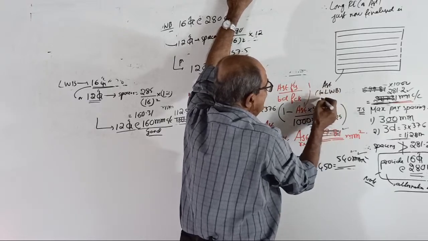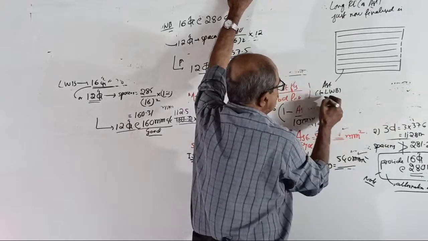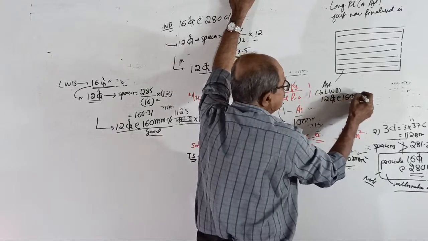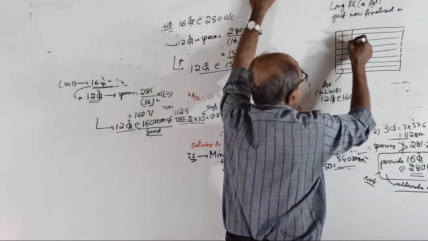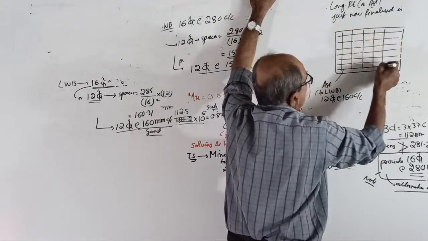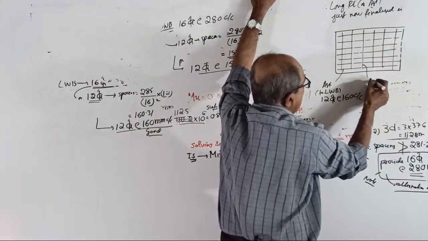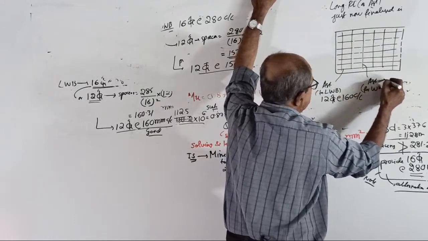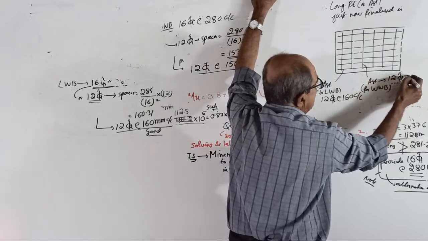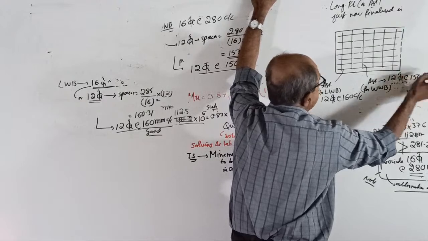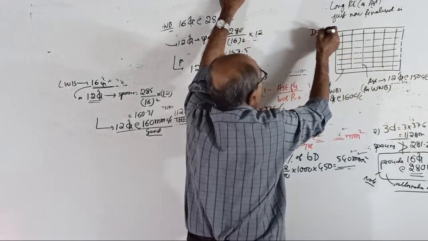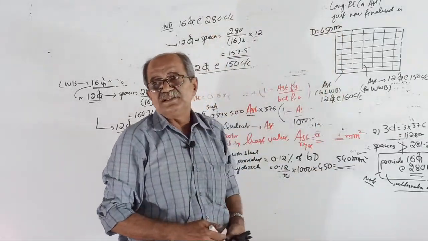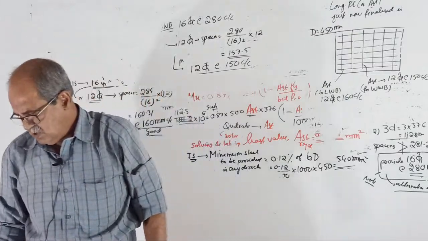lengthwise bending. The finalized steel is 12 tor at 160 center to center, whereas for widthwise bending, this is the AST for widthwise bending. Our finalized is 12 tor at 150 center to center. Slab thickness is 450 millimeter. 450 millimeter. Okay. Tell me, clear or not? Slab thickness 450. Clear? First.